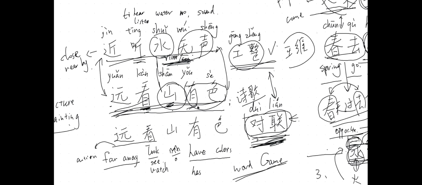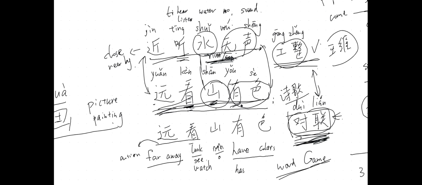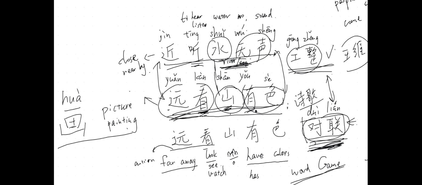And we still use like 远看. It's a word now. 远看. 静听 is still a word, and still means the same thing. See it from far away or listen to it from close, nearby.